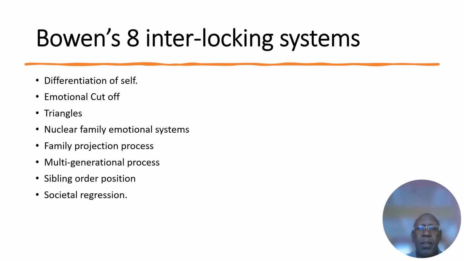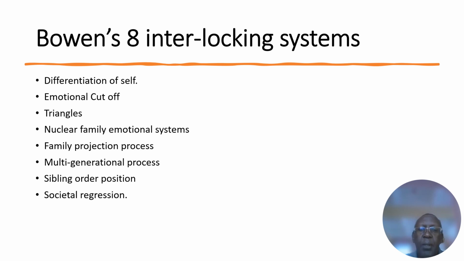The 8 interlocking systems include the differentiation of self, emotional cutoff, triangles or triangulation, nuclear family emotional systems, family projection process, multi-generational process, sibling order position.